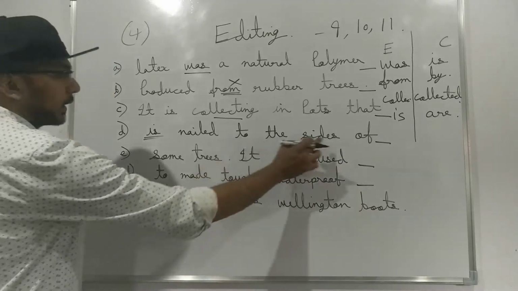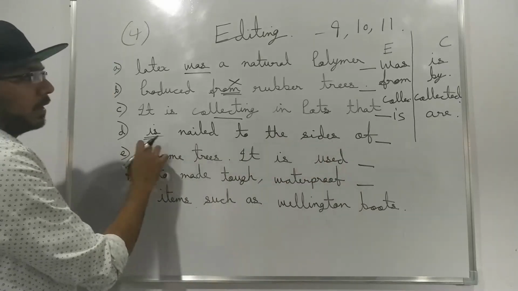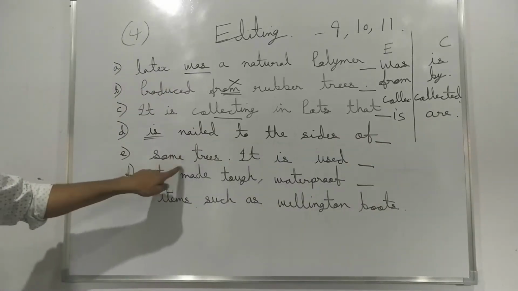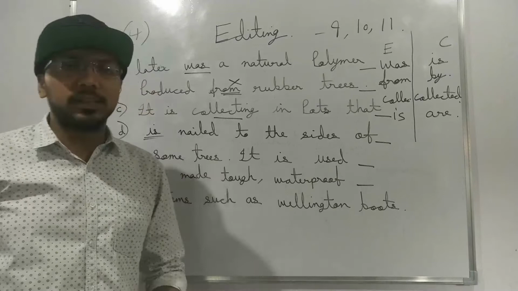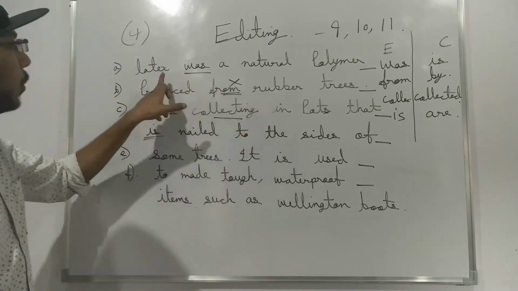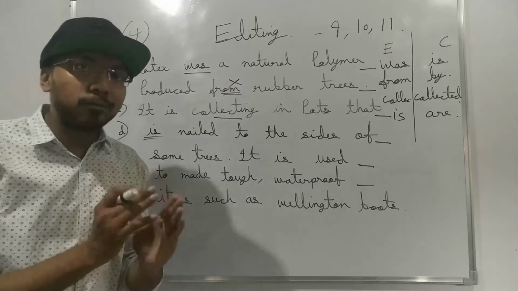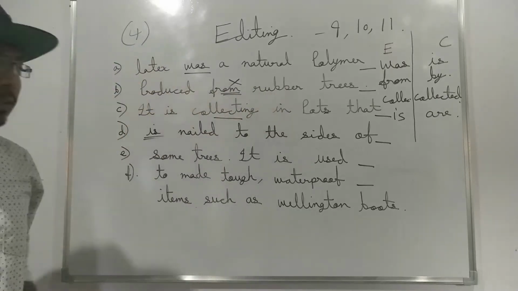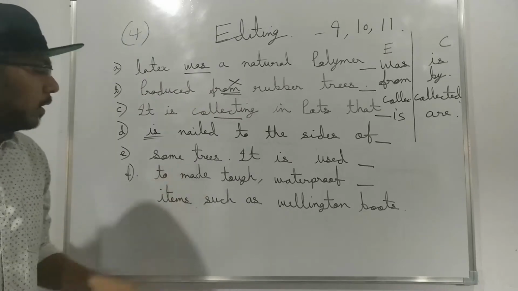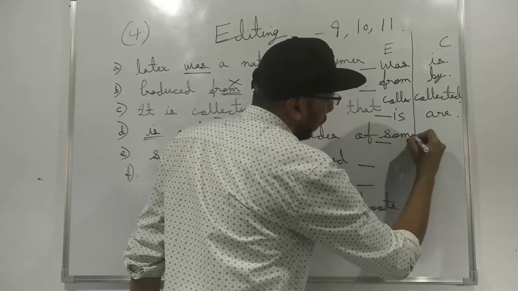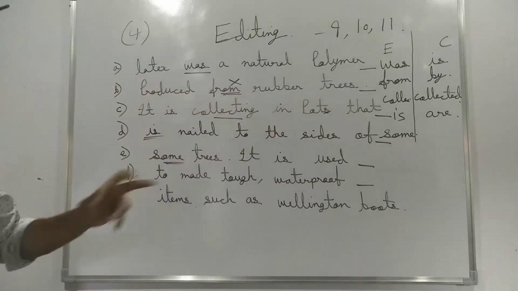Then to the sides of some trees. Line number D is converted to R. Then sides of some trees. Now why some trees? Obviously rubber trees, all rubber trees produce latex. You have to apply some logic also. सारे rubber trees latex produce करते हैं. Then why we are using some? This some is your error and it will be the trees.